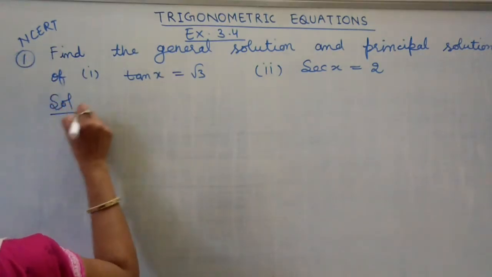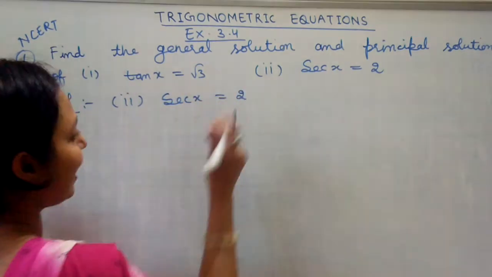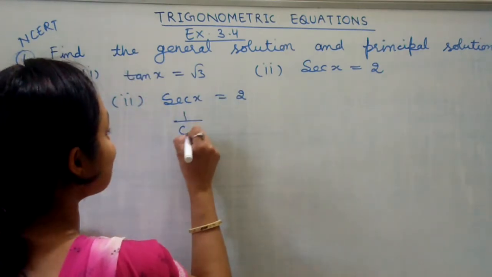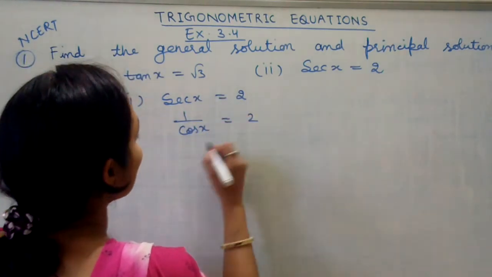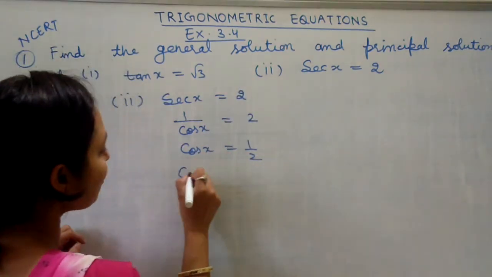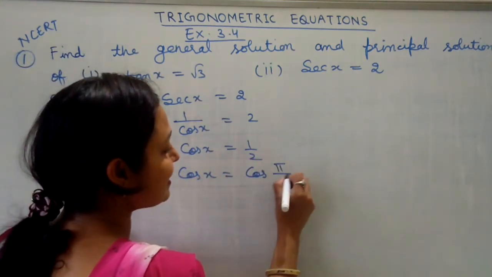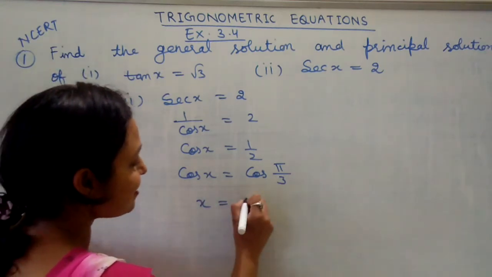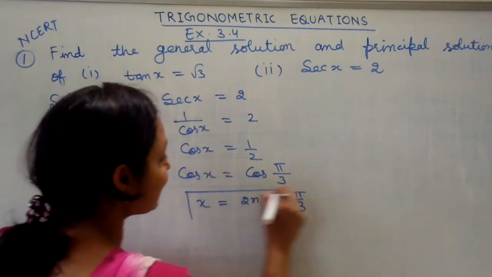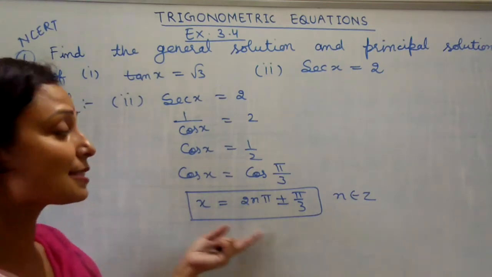Solution of the second part, sec x is equal to 2. We do not have any formula for secant. That's why I will take the reciprocal like this. cos x is 1 by 2. You all know cos x is equal to cos pi by 3, that is 60 degrees. Now x is equal to 2 n pi plus or minus pi by 3. This is the general solution where n belongs to integers. Okay, this is the formula.